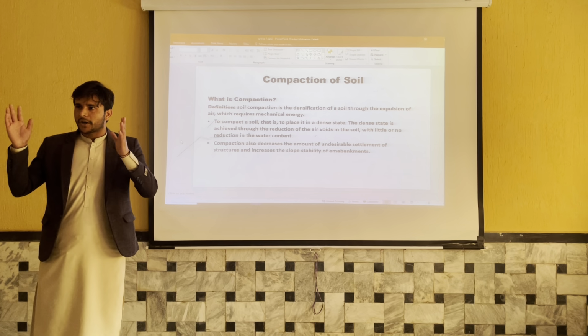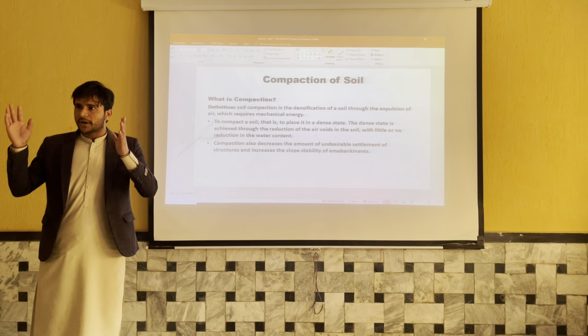With this much knowledge, in the next slide we have some pictures showing the compaction of soil. In both pictures, one is labelled non-compacted and the other compacted. You see the voids, and after compressing we have no voids. So this is the densification of soil. This figure shows the compaction phenomenon. With this knowledge, now we can move towards our presentation topic: compaction equipments.